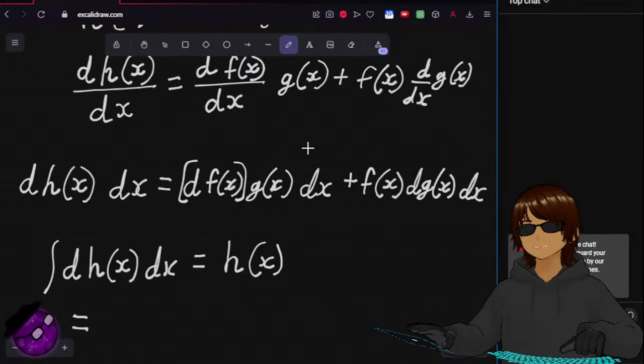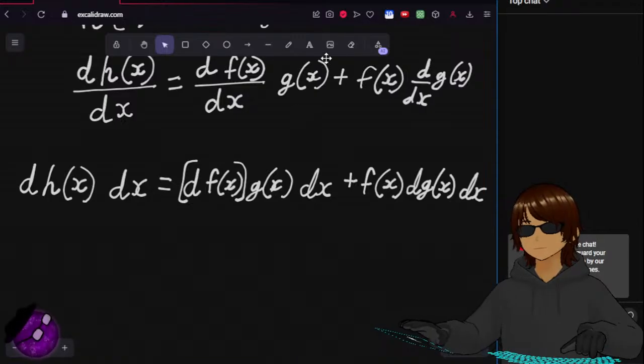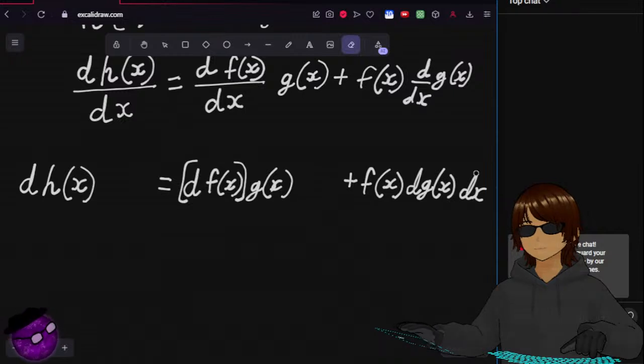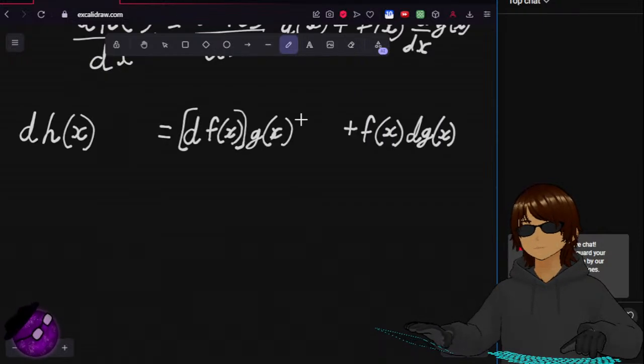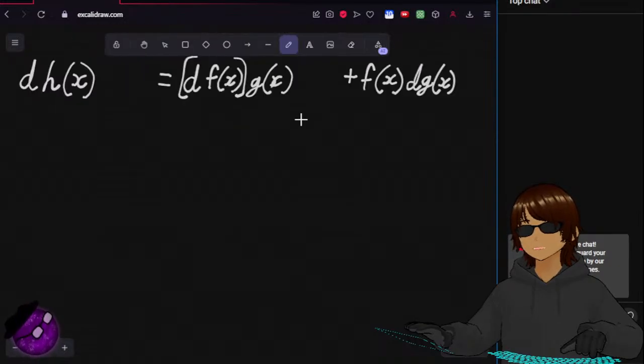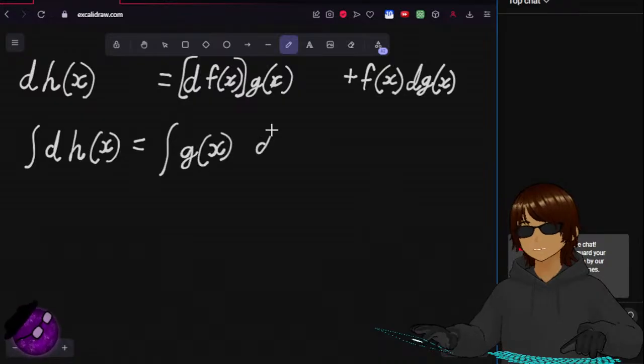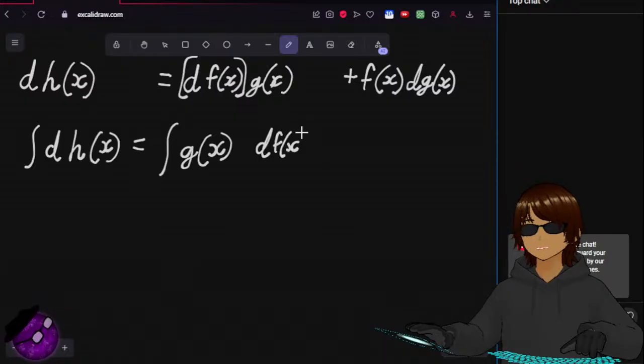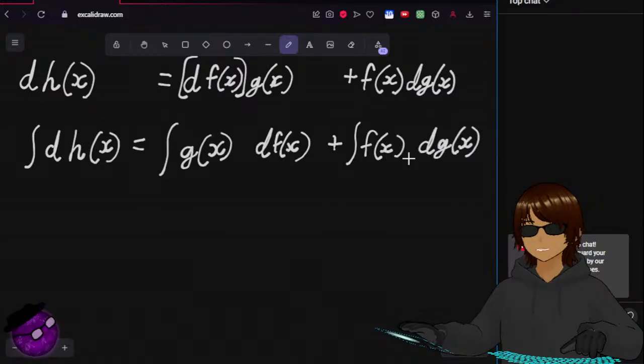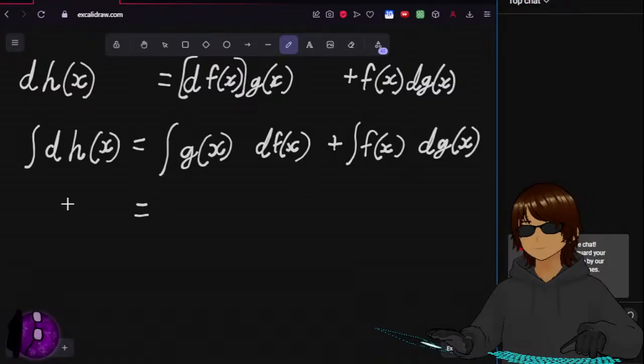Let me think about this. Wait, hold on, no, I made a mistake. Should remove these two. And then if I integrate both sides, so adding up with respect to f of x plus z with respect to g of x, this is equal to h of x.